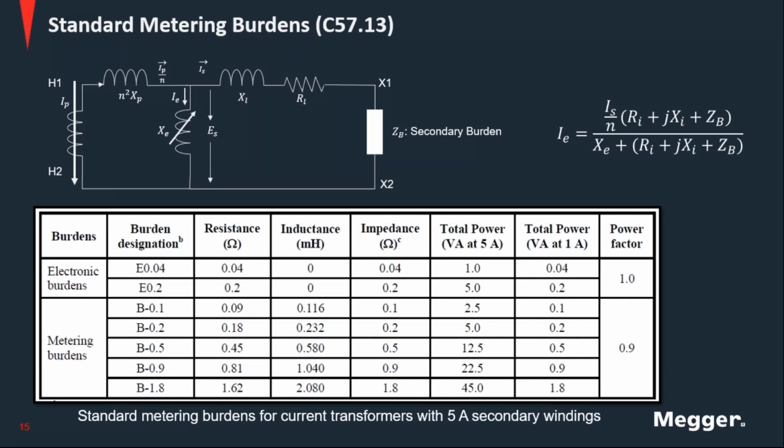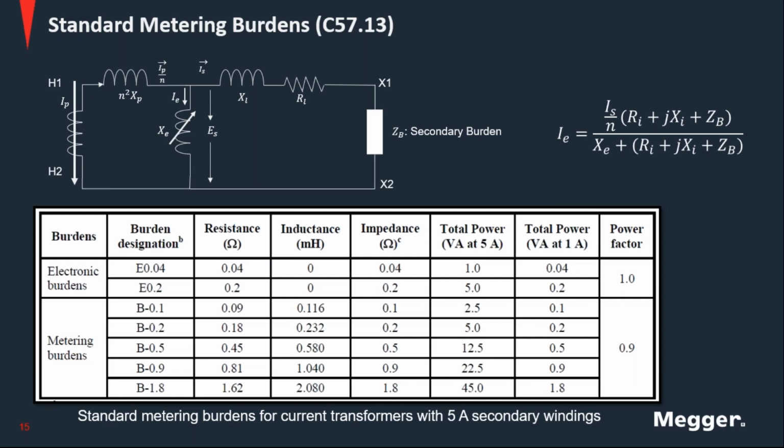And the burden can also have a specific power factor. For metering purposes, you have 0.9. For electronic burdens, it is 1. So you can see here that CTs designed for electronic burdens can handle just smaller loads, not as big as the metering burden. This is what the instrument transformer can handle, the maximum characteristic of the load to be connected. So it is very important in the testing process to test this burden, to get the actual value, and use that value for the assessment.